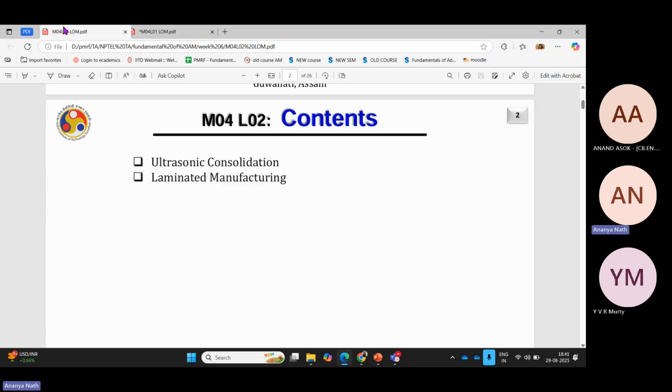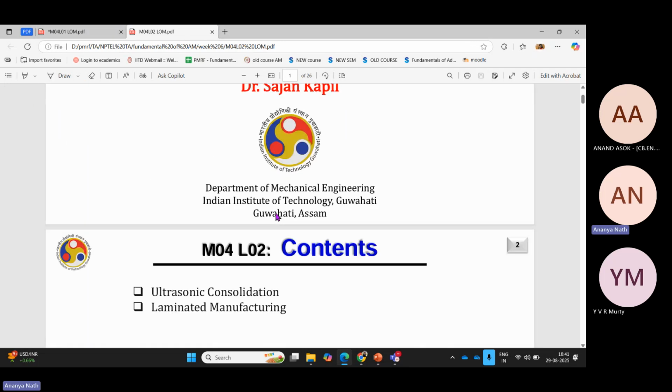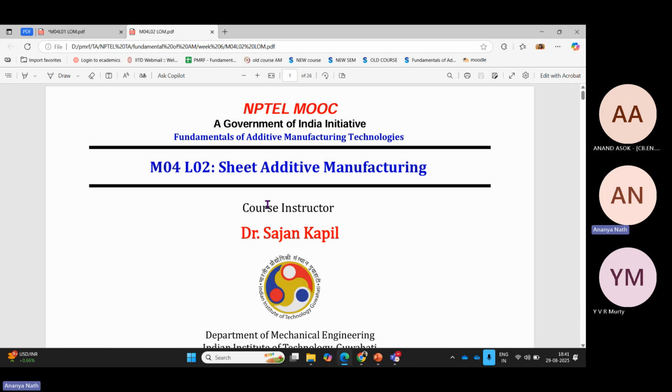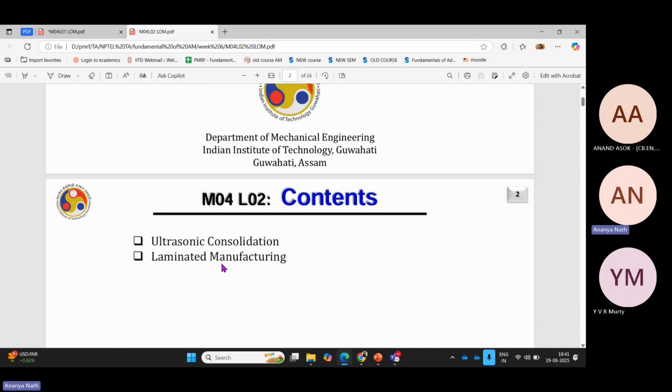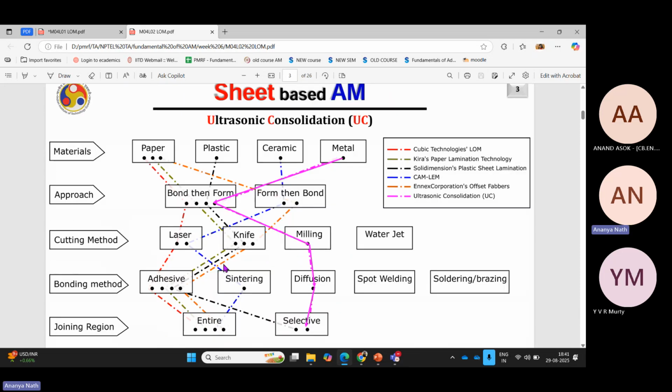So here is our last slide. Next comes a very different sheet lamination process, which is ultrasonic consolidation. Ultrasonic consolidation means we are putting some ultrasonic waves, so obviously the material has to be metal. Here we do the bond and then form. That means we are joining and then cutting. For cutting, a knife will not be useful, obviously, because it's a metal.